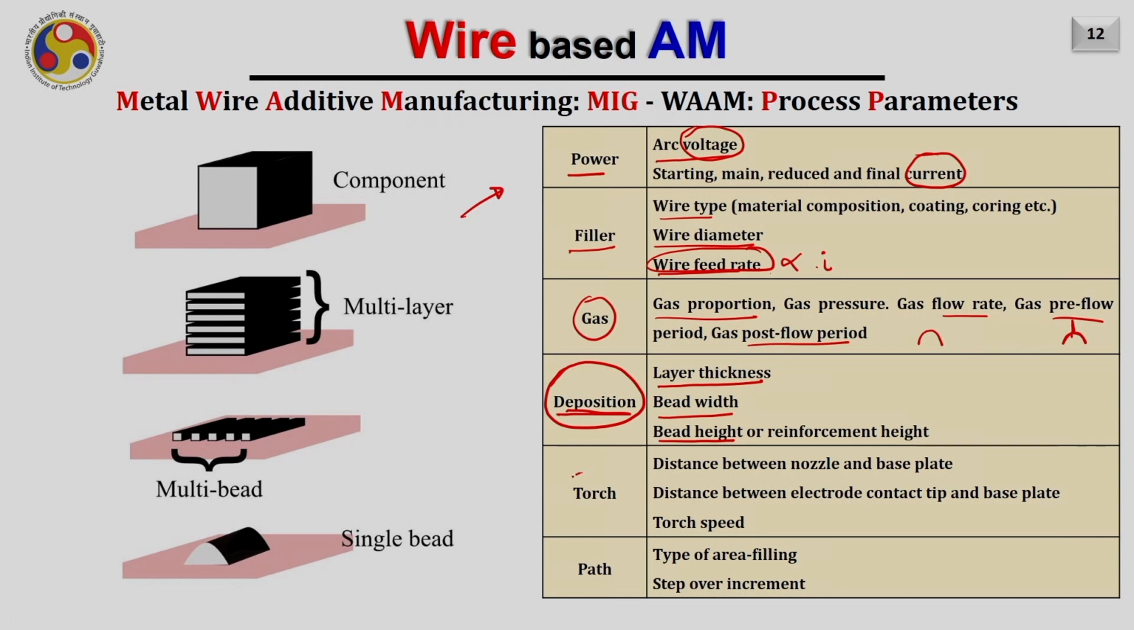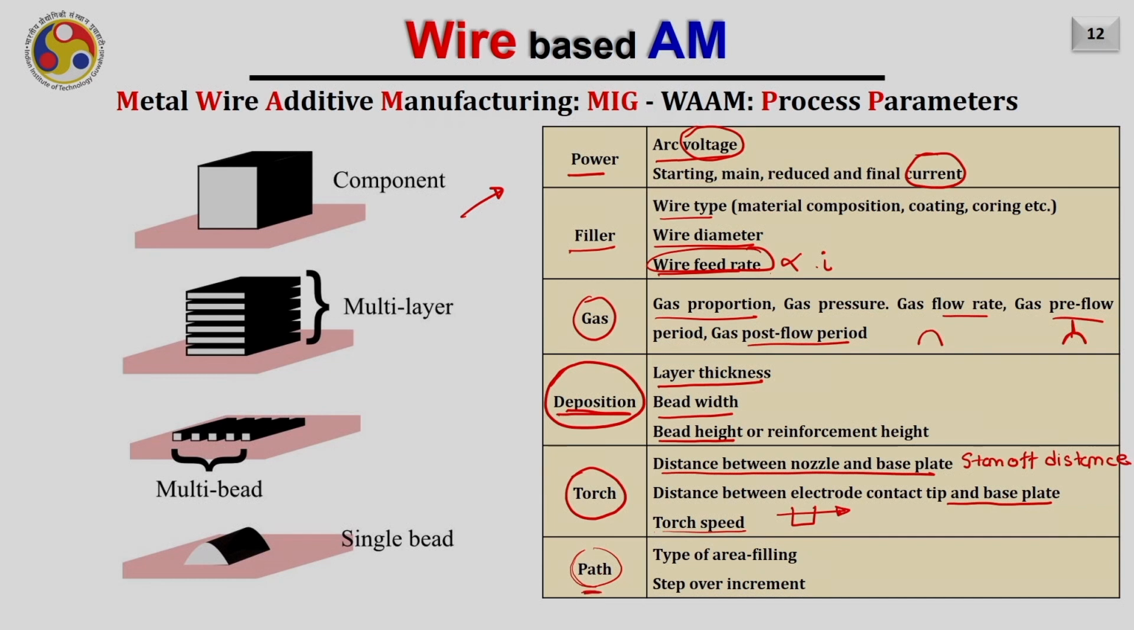Then there are some parameters associated with the torch or the deposition torch. Those are like the distance between the nozzle and the base plate, which is sometimes also called the standoff distance. Then the distance between the contact tip and the base plate, that is nothing but the arc length, and then the torch speed, by which you are depositing the material while the torch is traveling in one direction, or the traverse speed.